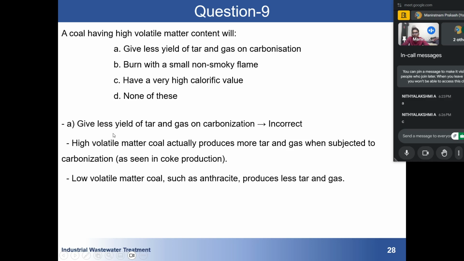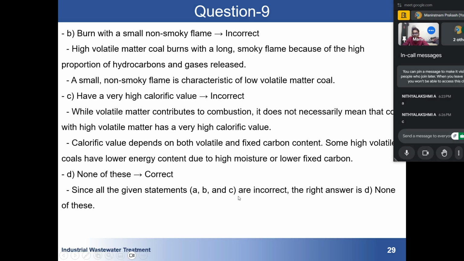So we will be going one by one. Option first, give high yield of tar and gas. High volatile coal will actually produce more tar and gas when subjected to carbonization. More volatile means more gas will be produced and more tar will also be produced. So this is incorrect. Option 2, burns with a small non-smoky flame, is also incorrect. High volatile coal burns with a long smoky flame because of the high proportion of hydrocarbon and gas released.